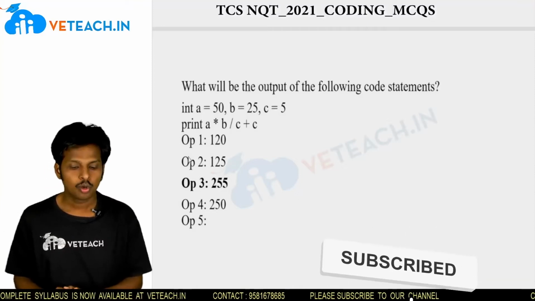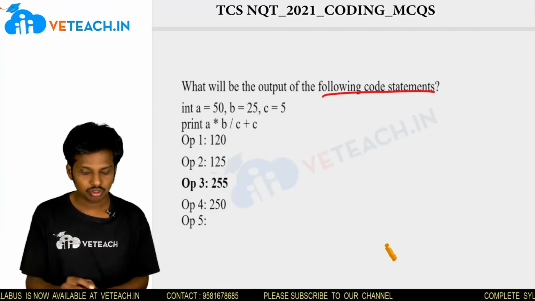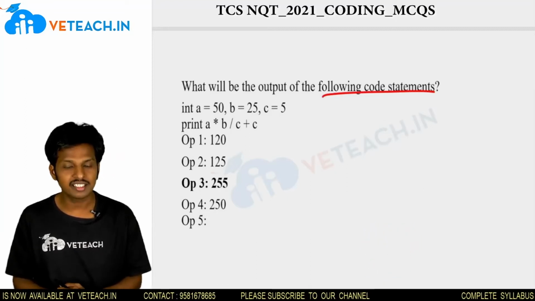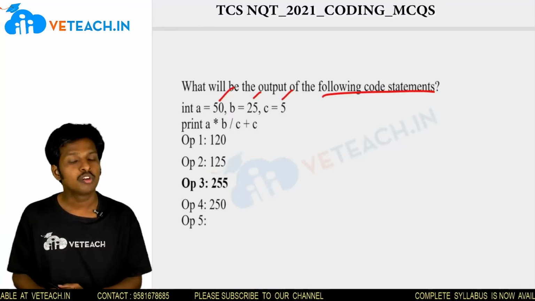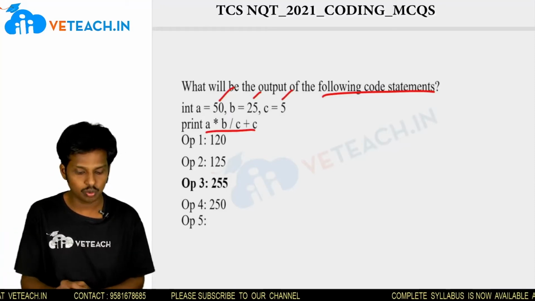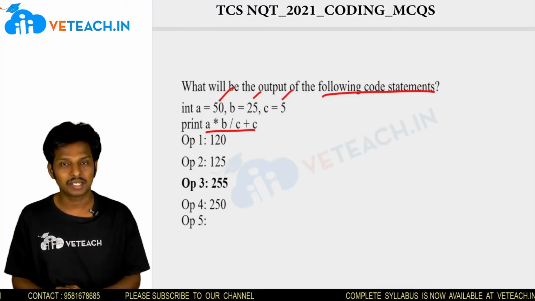The first question is, what will be the output of the following code statements? There are three integer variables declared. A is equal to 50, B is equal to 25 and C is equal to 5. They were asked to evaluate the expression A star B by C plus C.